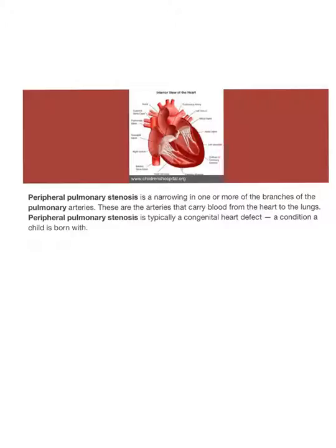I guess I should read the little text down here. Peripheral pulmonary stenosis is a narrowing in one or more of the branches of the pulmonary arteries. These are the arteries that carry blood from the heart to the lungs. It is typically a congenital heart defect, a condition a child is born with. The nice thing is, in most cases, the child just grows out of it, the artery starts to grow, and there's usually not a problem.